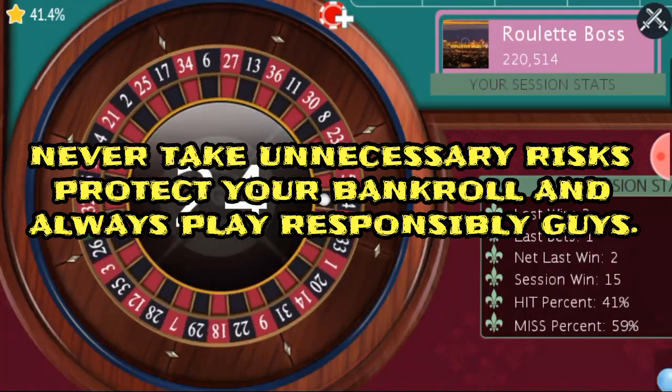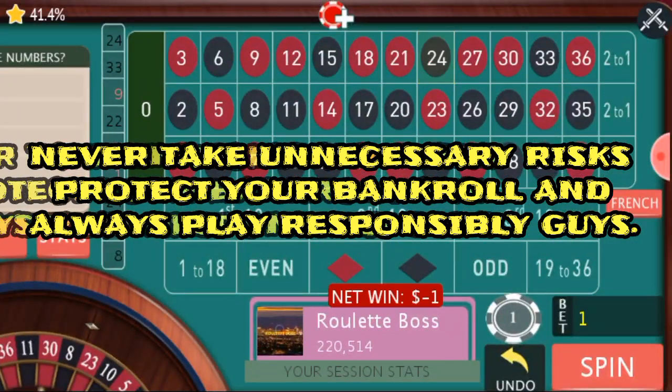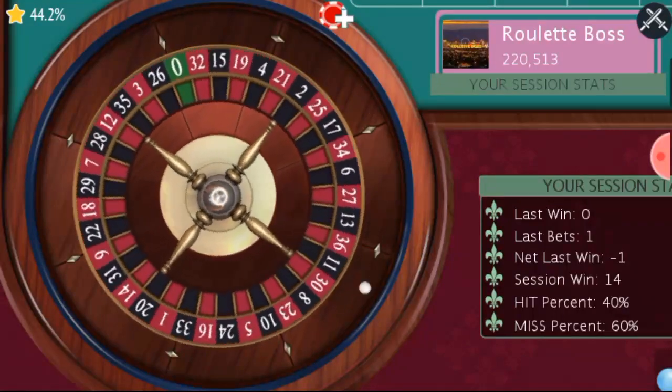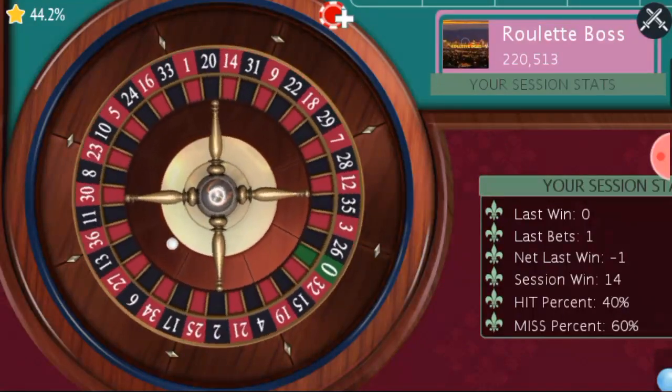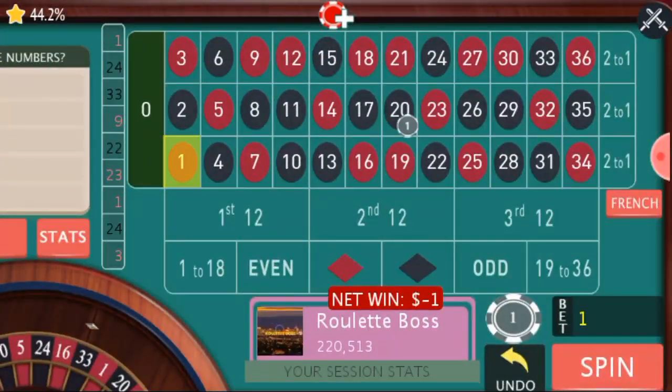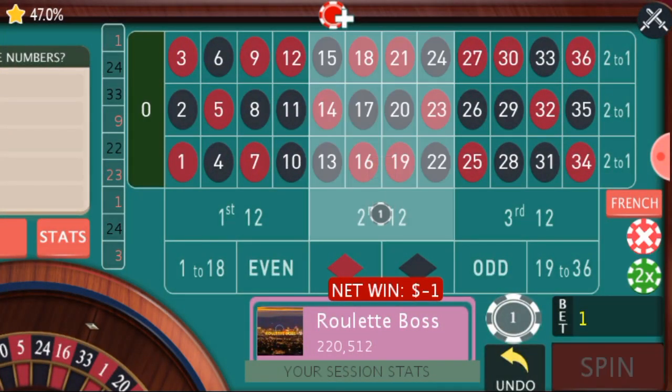I lose on spin number 1. Spin number 2. I'm playing for anything greater than 15 units profit. I lose on spin number 2. Spin number 3.